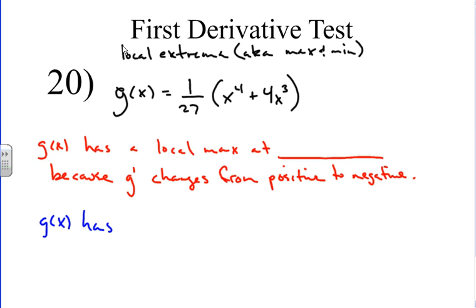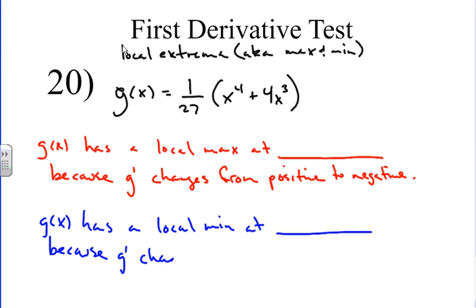Now, we can also find where g of x has a local min. So g has a local min at, fill in the blank, blah, because in this case, g prime will change from negative to positive. Okay, from negative to positive. So that is what we're looking for. That is the first derivative test. That essentially is what will allow us to find the local extremum. This will always be the case no matter what you do. We're always looking for where g prime changes from positive to negative and when g prime changes from negative to positive, for a max and then a minimum respectively.